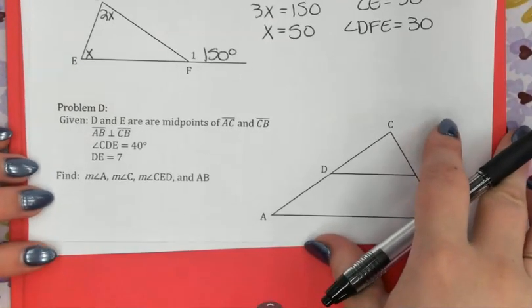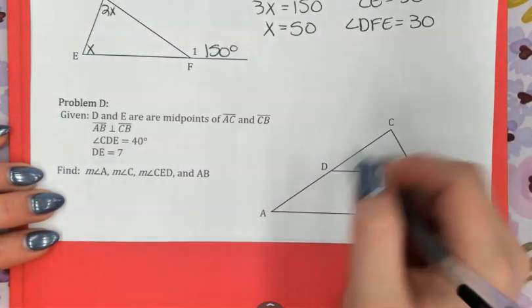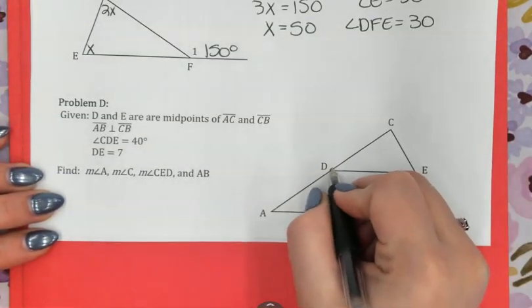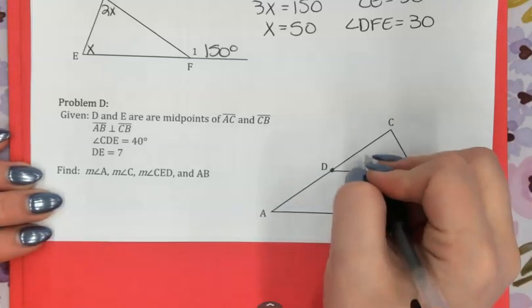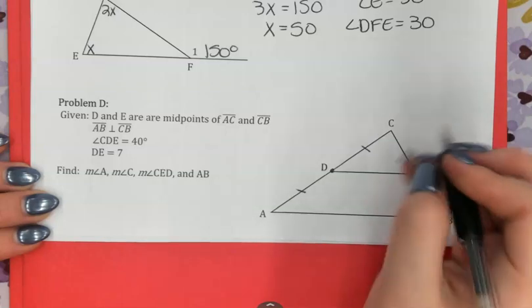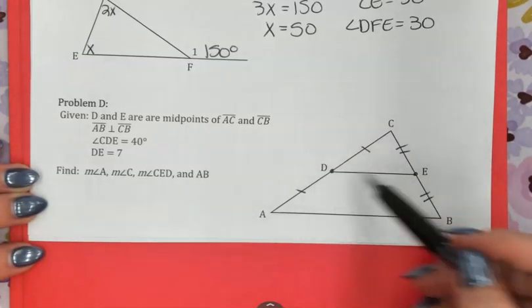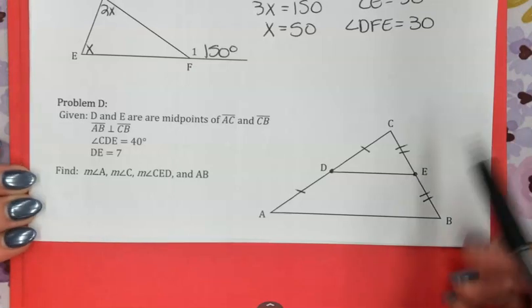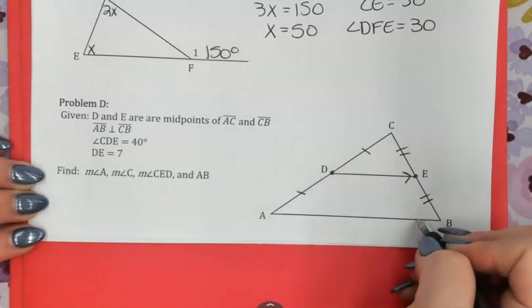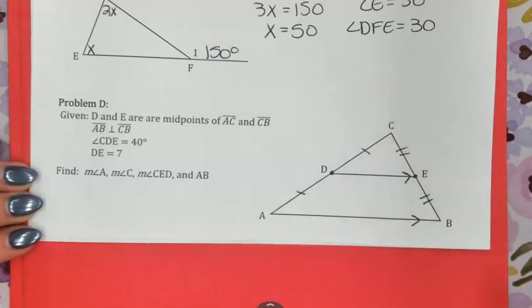Okay, last but not least, D. D and E are midpoints of AC and CB. So if D is the midpoint, that means it's splitting the segment in half, so these two are congruent. If E is the midpoint, that means it's splitting this one in half, so these two are congruent. So what that means is DE is a midline or a mid-segment, which means these two sides will be parallel, and DE will be half the length of AB.